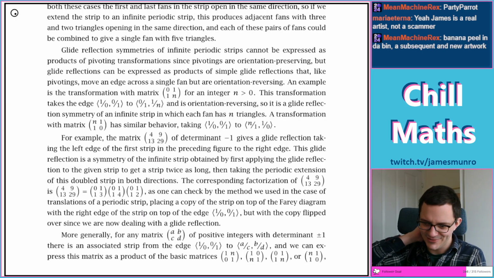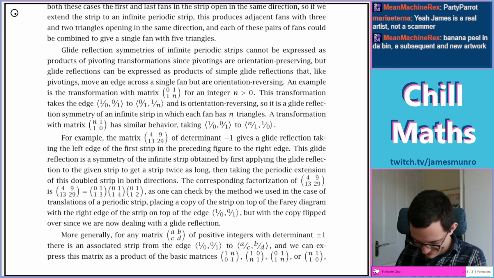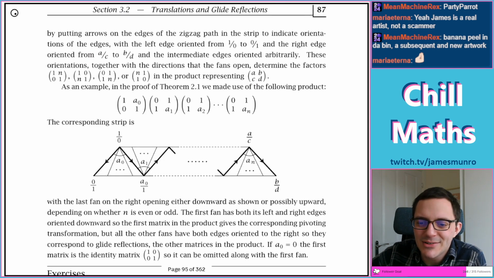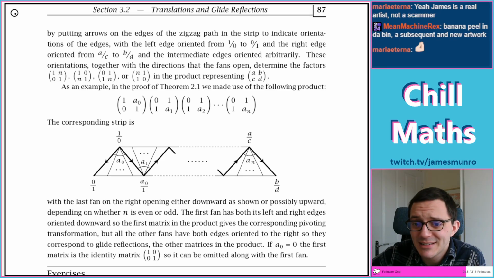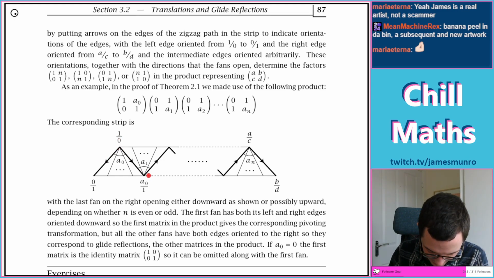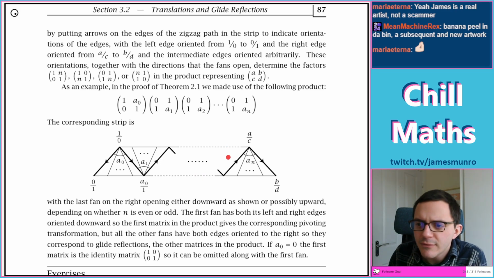Is that n in each of the corners surrounded by 1s? It is, isn't it? N, n, n, n. Round it goes. Lovely stuff. By putting arrows on the edges of the zigzag path in the strip to indicate the orientation of the edges. Oh my goodness. So these are coming out of 1, 0, they go both ways, but then it follows that path.